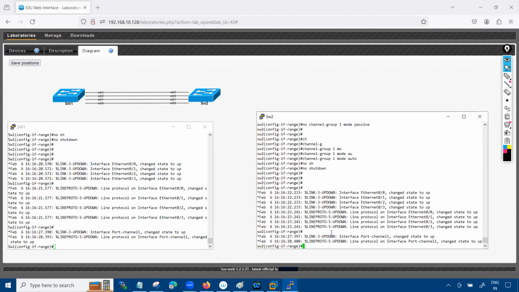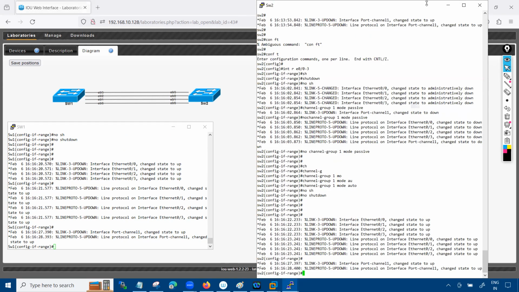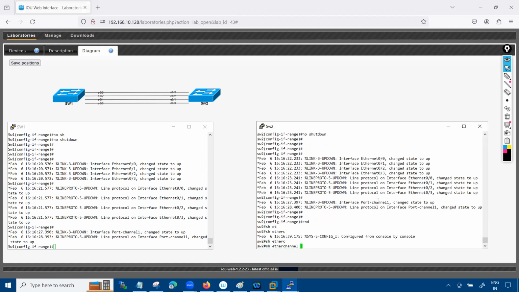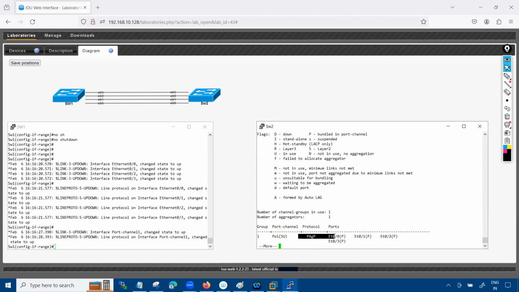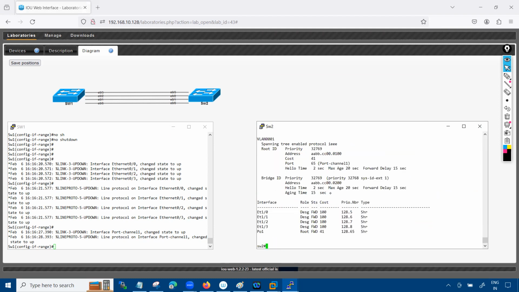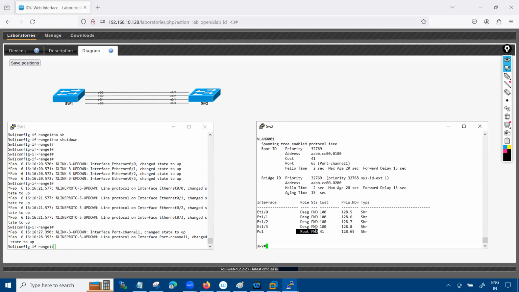My port channel has not come up. Now you can see that, do show EtherChannel summary. I have the PAgP protocol. S means what? Layer 2, in use, right? So you can have layer 3 as well, but right now we are doing the layer 2 behavior, right? So you can see the spanning tree. I have a root port now. It's the PAgP protocol, and this is the root port.